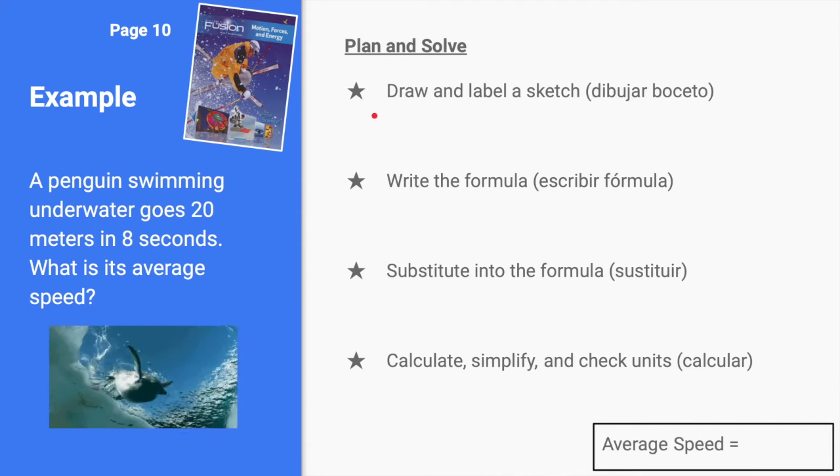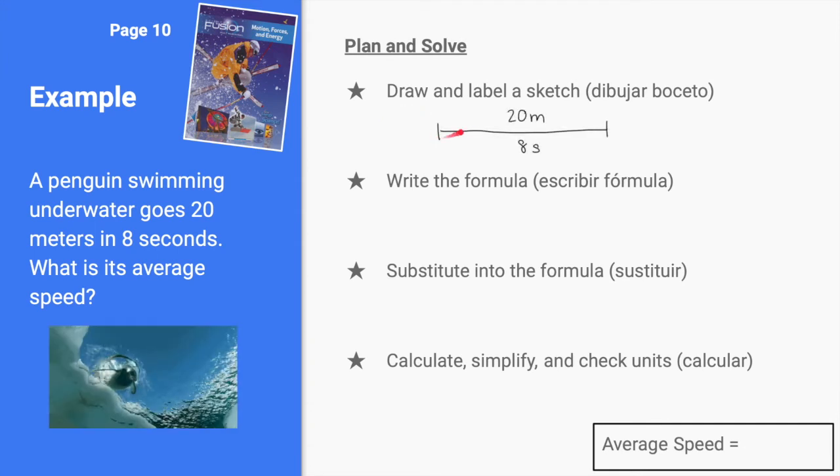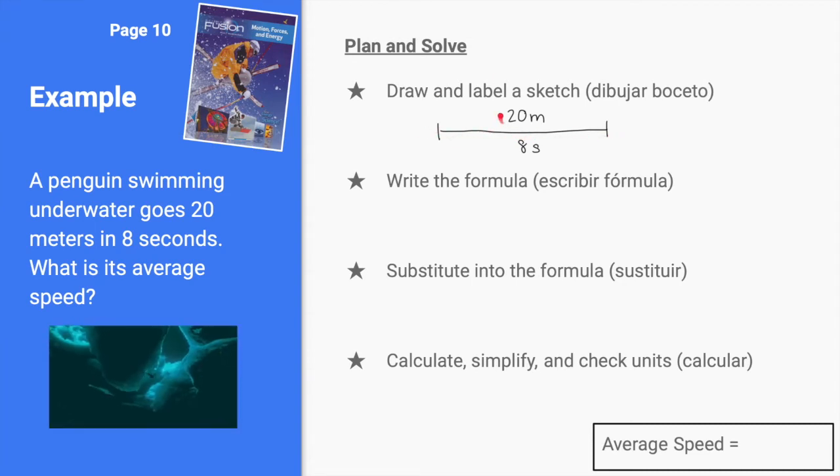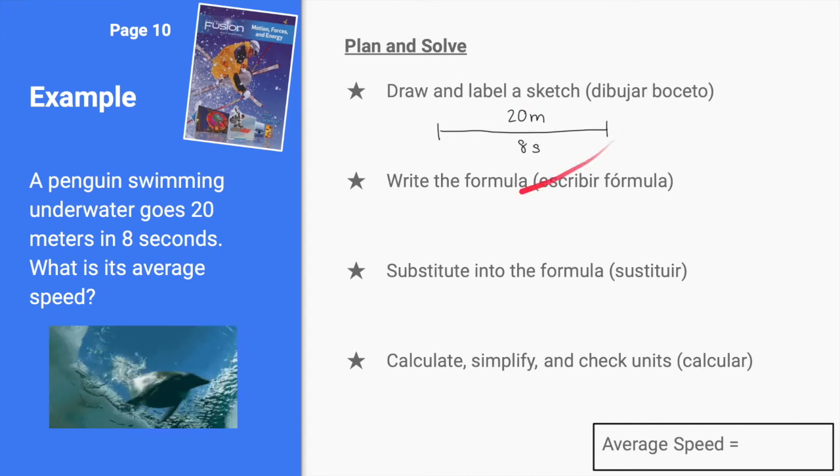Now let's head back to step 1. Draw and label a sketch. Here's how your sketch could look. As you can see, it's a line that's representing our straight distance here, and on the top I put the distance of the line, and on the bottom I'm writing the total amount of time it took to travel that distance. So we have 20 meters, just like it says in our example problem, and 8 seconds, also from our example problem.